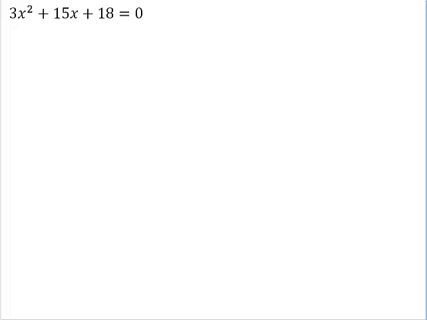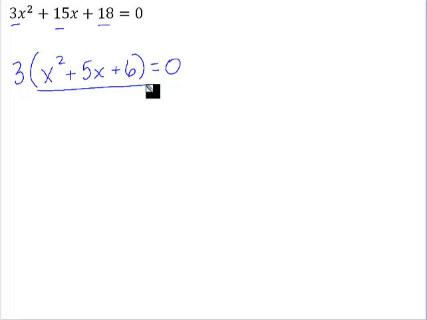First up, when we factor this, notice that a 3 fits into all of those. So we could divide these all by 3 first. So 3, and then in parentheses, we'd have an x squared plus 5x plus 6 left, equals 0. Now, we want to factor the x squared plus 5x plus 6. Notice, because we have just a 1 in front of the x squared, this is going to factor pretty simply.